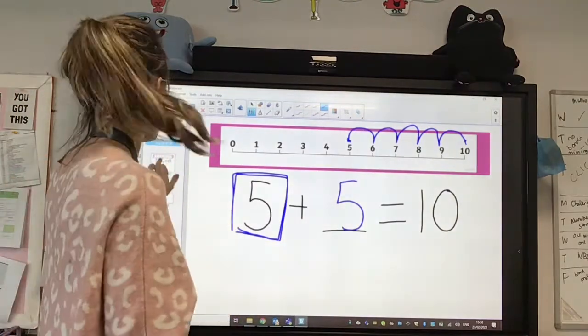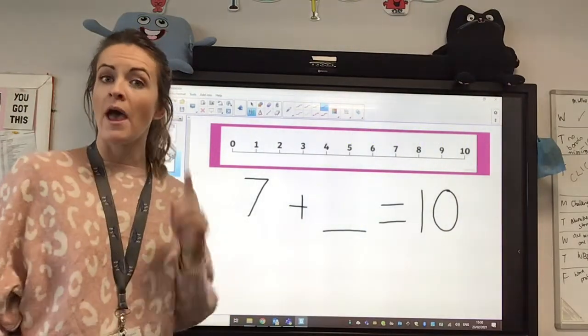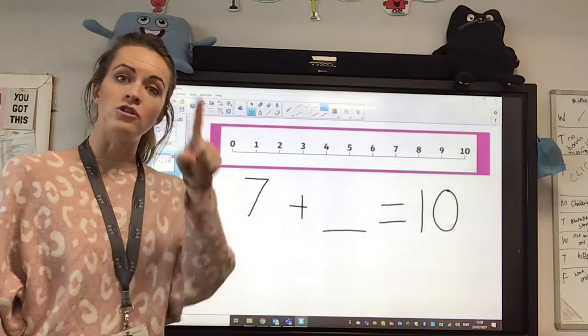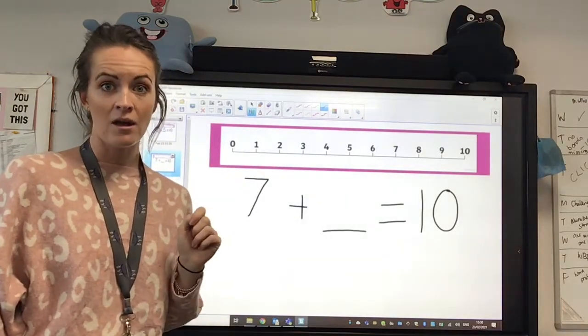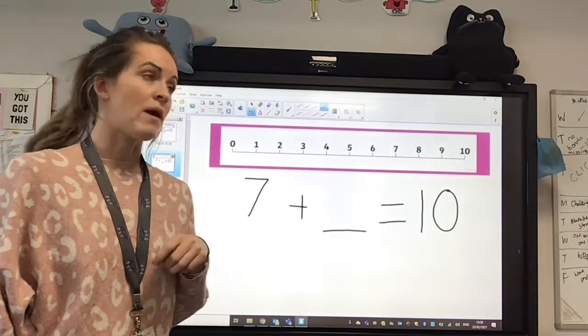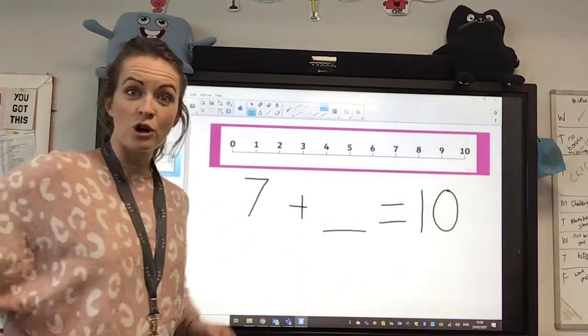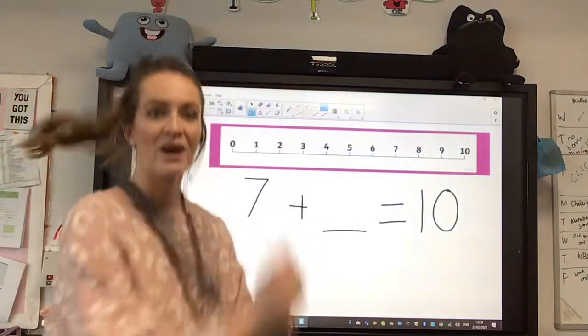Brilliant job. Okay. We're going to have a go at another one. Maybe this time you could help me out and do it on your number line with your finger, or you might have a whiteboard pen, or you might have a pencil so that you can rub it out, or you might do it on the floor with some big chalks and you might do some jumping along it, okay?